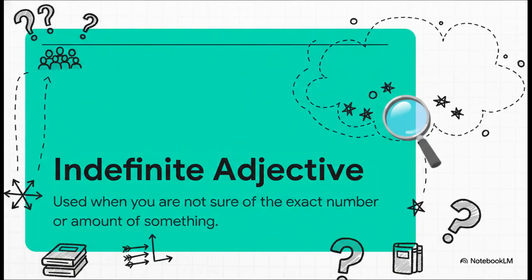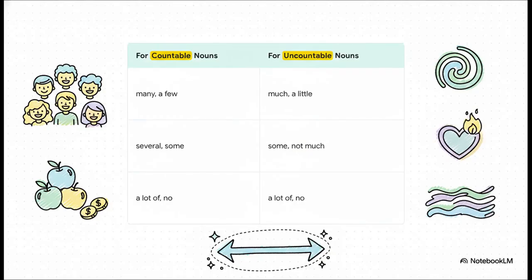Well, say hello to the indefinite adjective. This is its entire job. It helps you describe things when you can't be, or maybe you just don't need to be, super specific. It's kind of like the art of being precise about being vague. Now, what's really useful here is knowing which word to use when. It all comes down to one question.